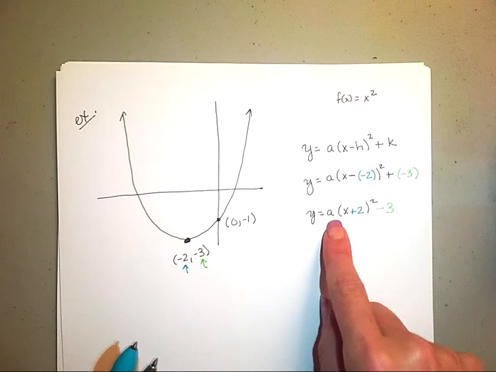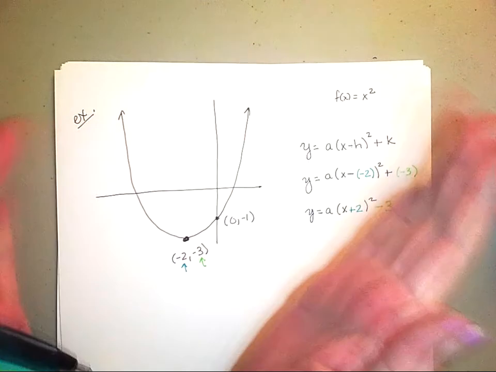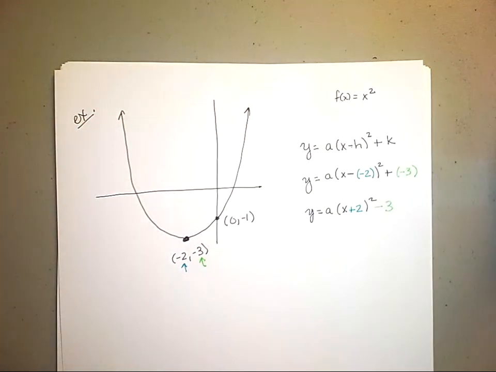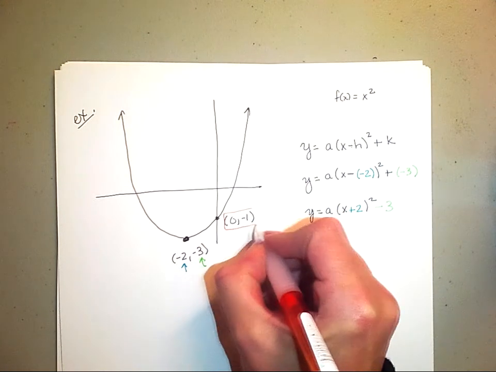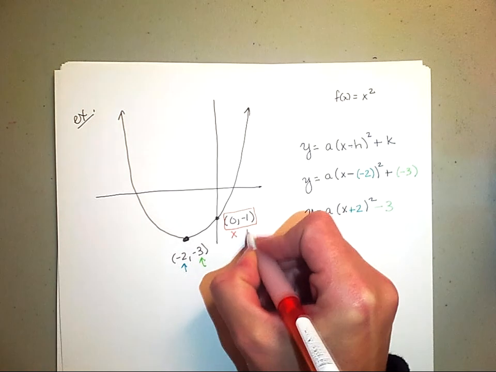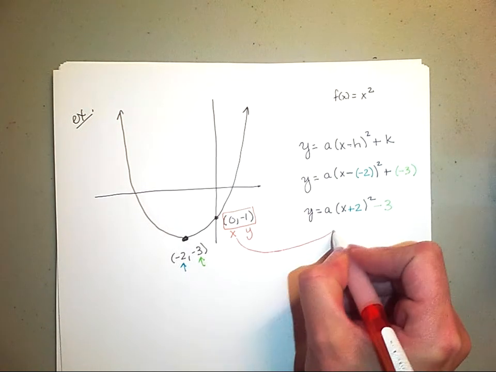So if we just knew what a was, we'd be set. Okay, so remember a is either going to stretch it or relax it. All right. Well, to do that, we need some more information. Okay. And we have this additional point here. So we know a value for x and we know a value for y. Okay. So let's substitute those in.